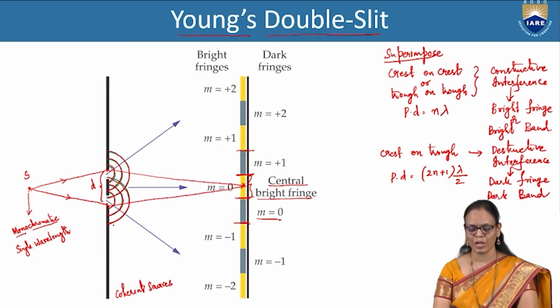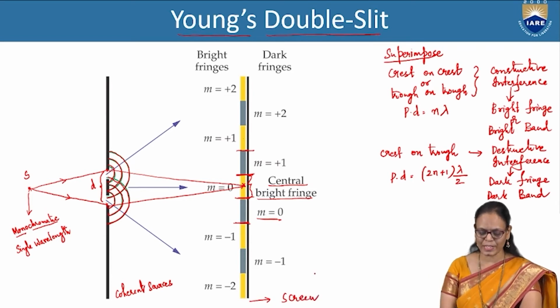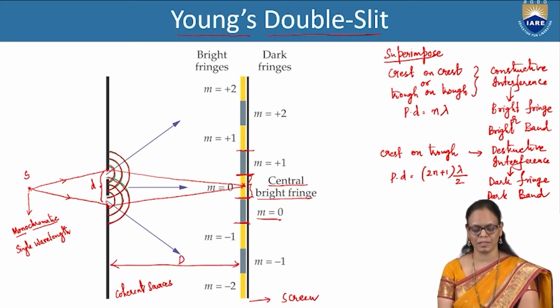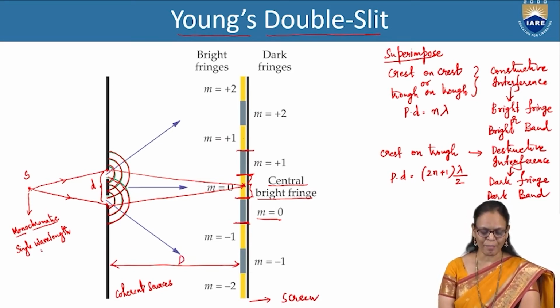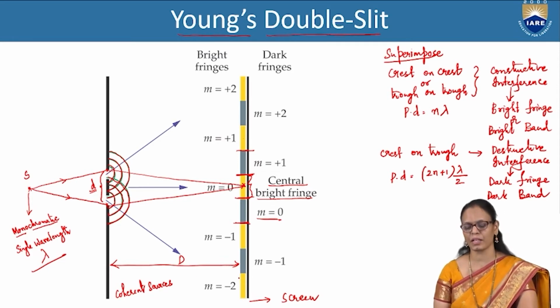two slits, what we see on the screen, this is the screen, which is placed at a distance of capital D from the two slits. So here, lambda is the wavelength of the light we are using. Small d is the distance between the two slits. And capital D is the distance between the slits and the screen.